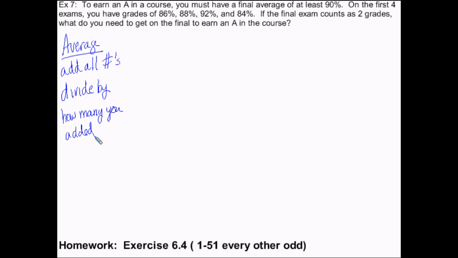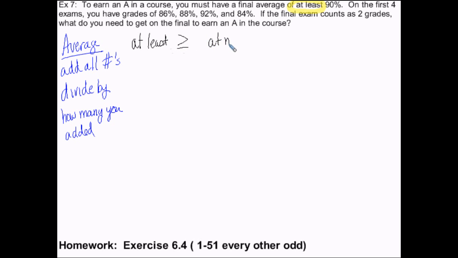The other thing that you need to know to be able to work this problem is what this term right here means, at least. You want an average of at least 90%. Okay, if you say at least, that means that's the very minimum that you'll accept, right, or that you want. So you want that or more than that, so greater than or equal to. So at least means greater than or equal to.